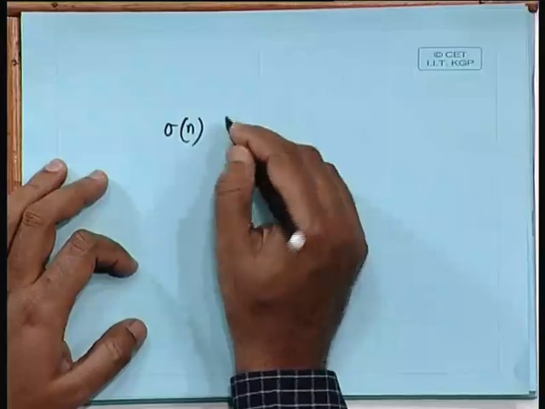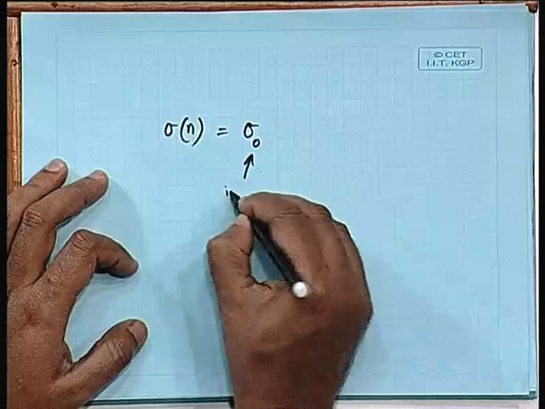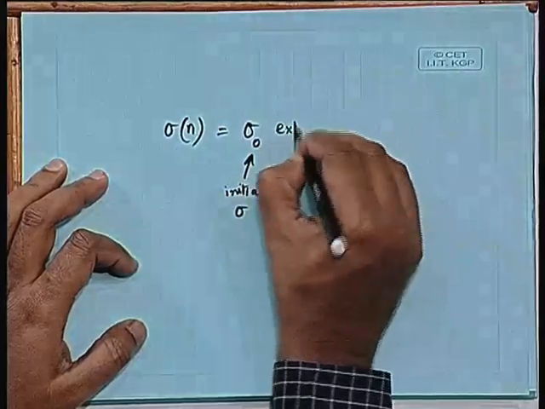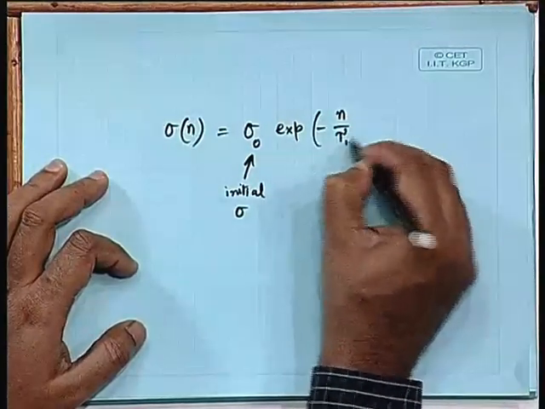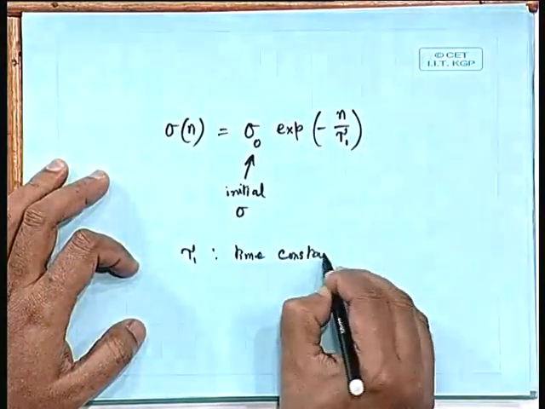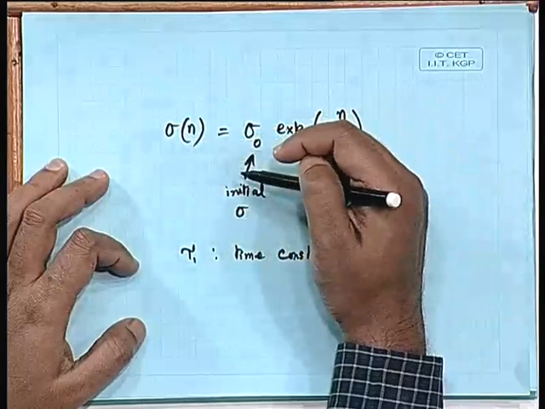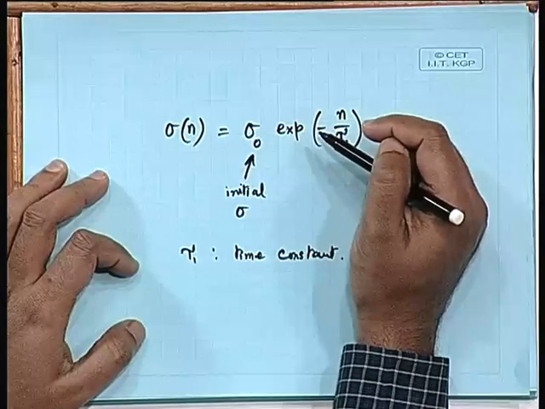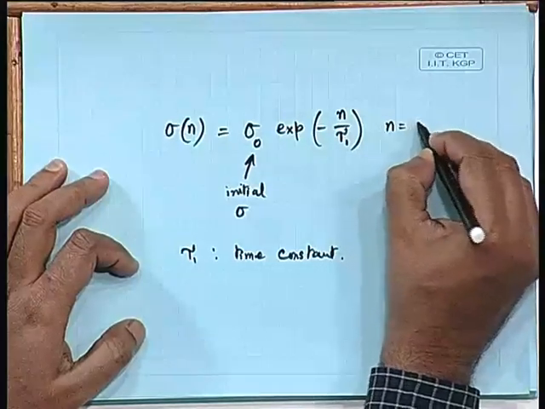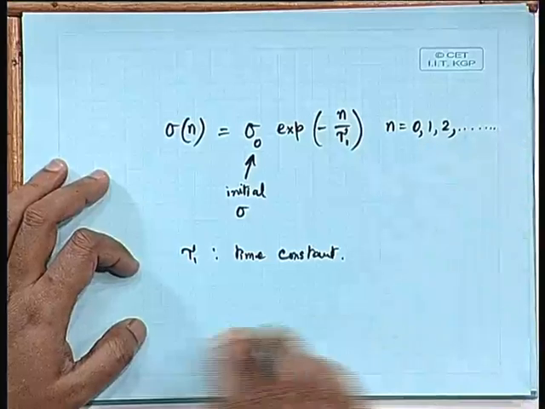So, sigma as a function of n is expressed as sigma n equal to sigma 0, where sigma 0 is the initial sigma, that is to say at n is equal to 0. It is normally expressed as sigma n equal to sigma 0 exponential to the power minus n by tau 1, where tau 1 is a time constant. So, when n equals tau 1, then sigma n decreases to 0.37 of its maximum value. Here the n, that is the iteration number, starts with 0, and it can progress to 1, 2, etcetera, with the iteration number.